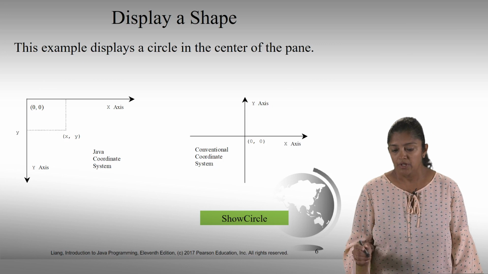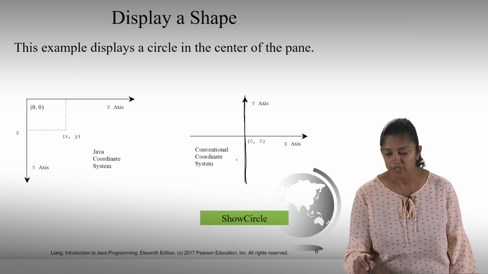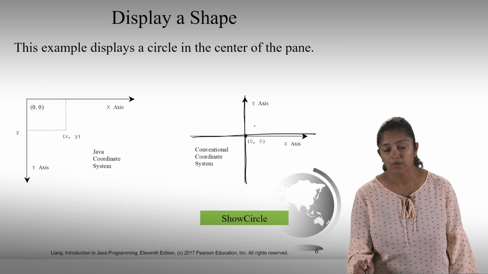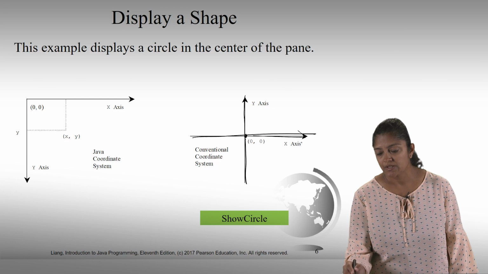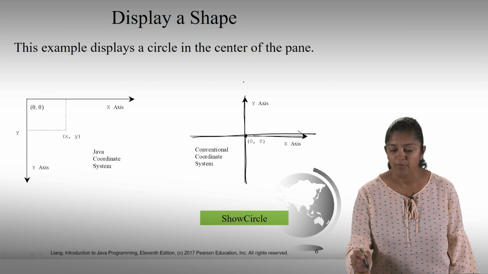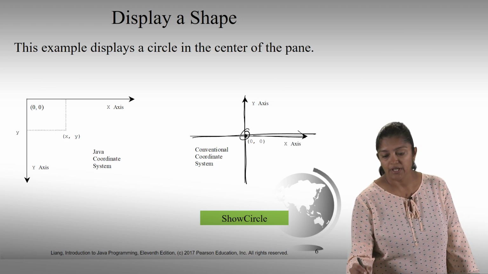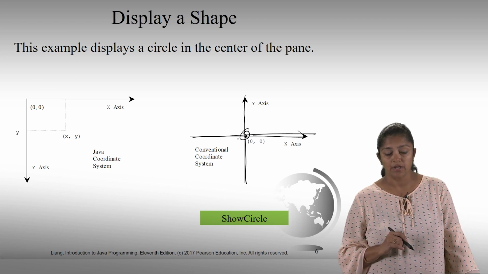our conventional coordinate system. The conventional coordinate system looks like this, wherein the positive x and y axis coordinates are on the right hand side in this right side direction, and the upward direction. Those are the positive coordinates. So 0, 0 is basically at this central location here.